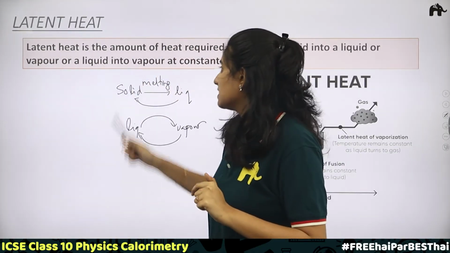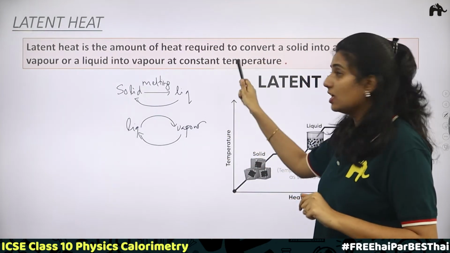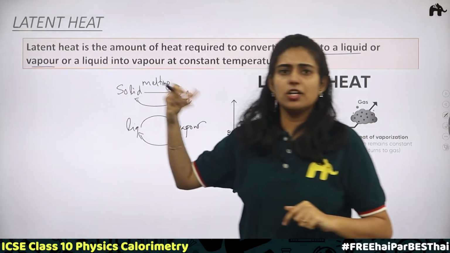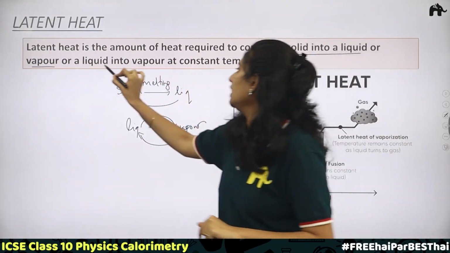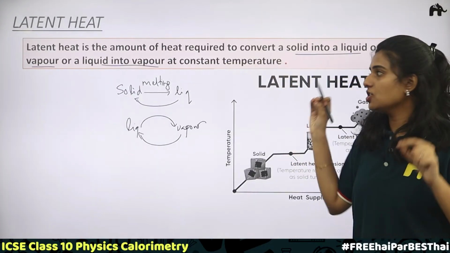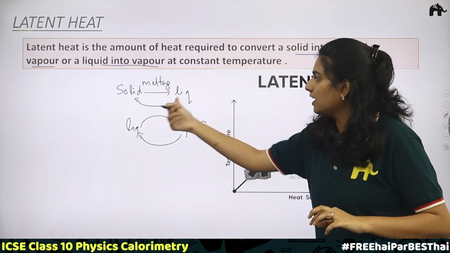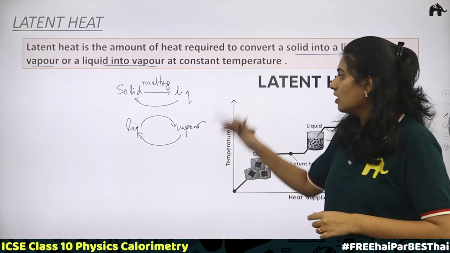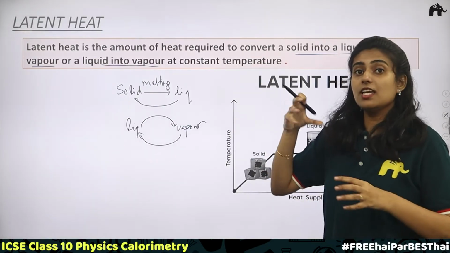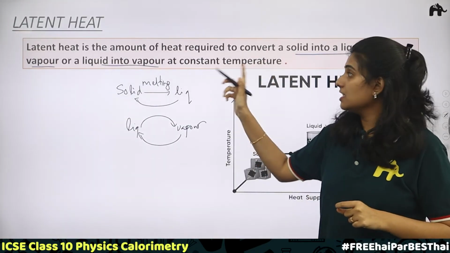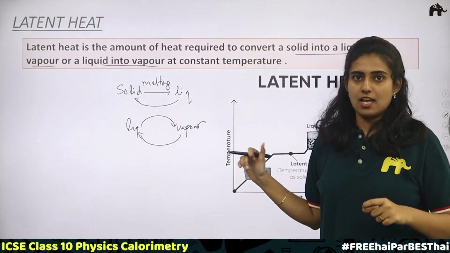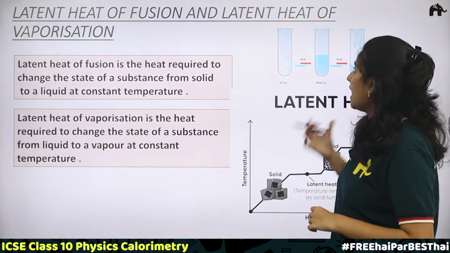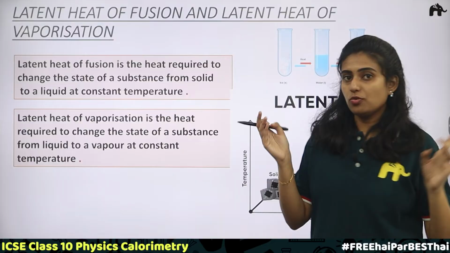So you can define latent heat as the amount of heat that is required to convert a solid into a liquid or vapor. Either it can be solid to liquid or solid to vapor state, or liquid into vapor, at a constant temperature. The temperature should remain constant. That we have said during melting and freezing process, 0 degrees Celsius. During vaporization and condensation, 100 degrees Celsius. So at this particular temperature, there is a heat energy that is absorbed. This amount of heat energy is called the latent heat. Clear? So this is what latent heat is. There are two types of latent heat we will be discussing now. Latent heat of fusion and latent heat of vaporization. We have studied about fusion and vaporization.